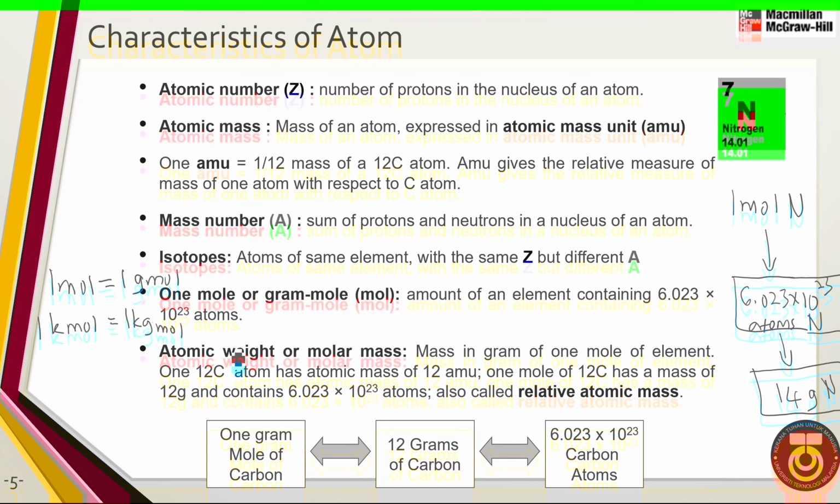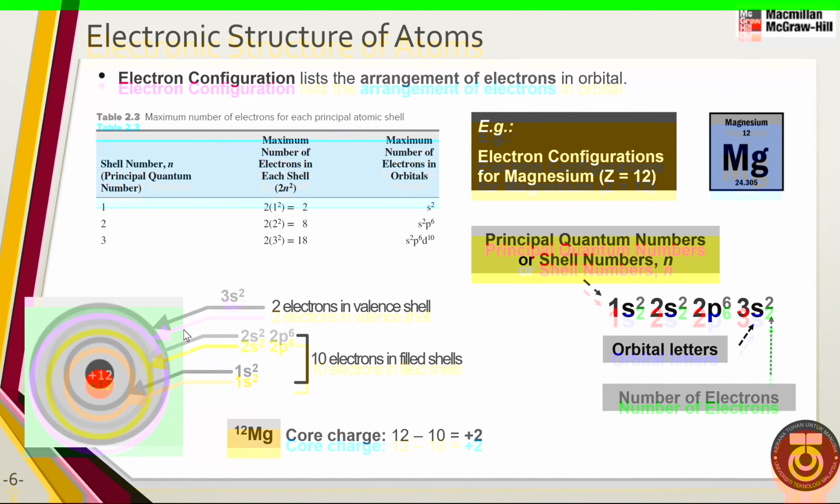Then atomic weight, or molar mass, is the mass in gram of 1 mole of element, the one that I've mentioned. So for carbon, 1 mole of carbon gives you 12 gram of carbon, and 1 mole of nitrogen gives you 14 gram of nitrogen. I hope that it is clear for you on the characteristics of atom. Let us now discuss the electronic structure of an atom.